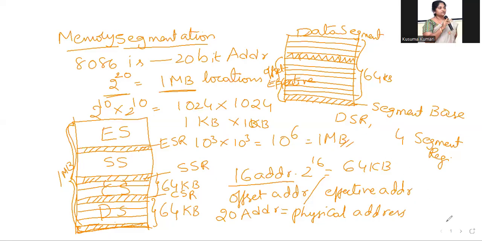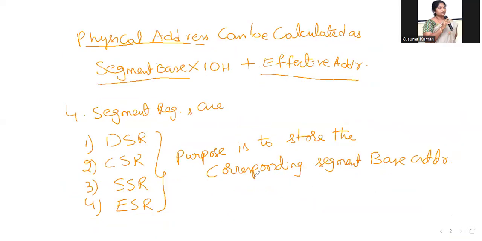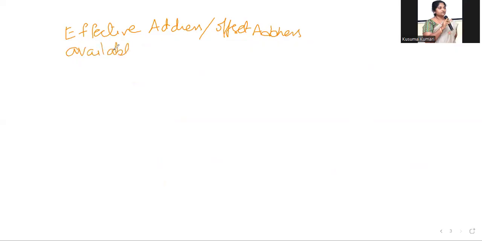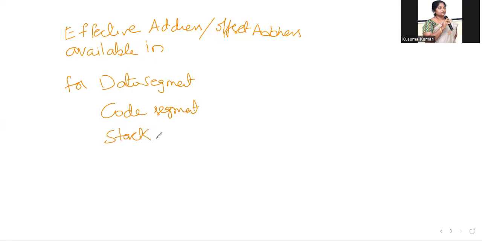Now, where are these effective addresses or offset addresses available? Here are the segments: the data segment, then the code segment, the stack segment, and the extra segment.